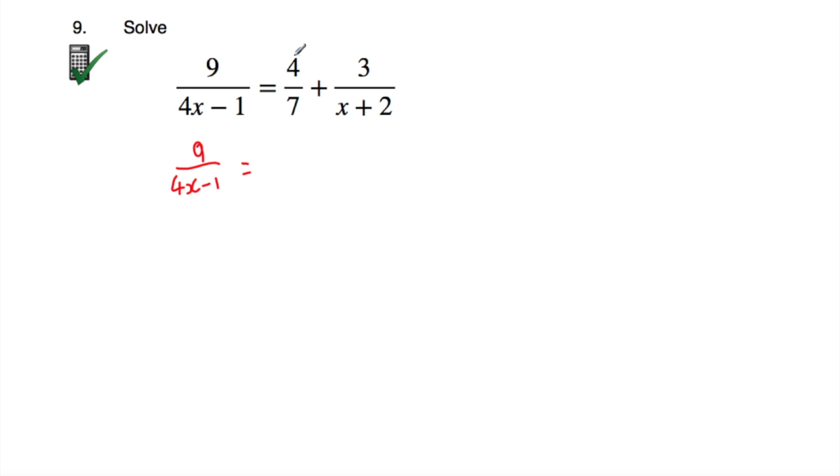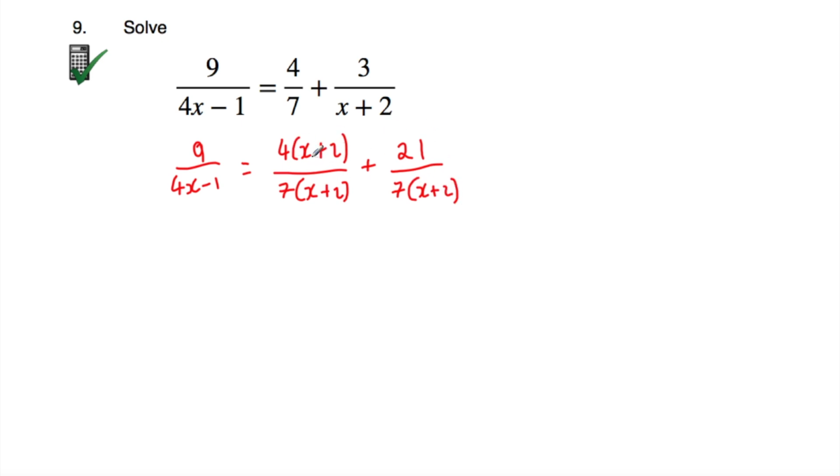Okay, so multiplying both the numerator and denominator of this fraction by x plus 2 would be 4 bracket x plus 2, close brackets, and then over 7 bracket x plus 2. Just multiplying both of those by x plus 2. Okay, and then plus. Now we're going to multiply both the numerator and denominator of this fraction by 7. So 3 times 7 is 21 over, and then we're going to multiply this by 7, so it's going to be 7 brackets x plus 2. Okay, so we've now got two fractions with the same denominators.